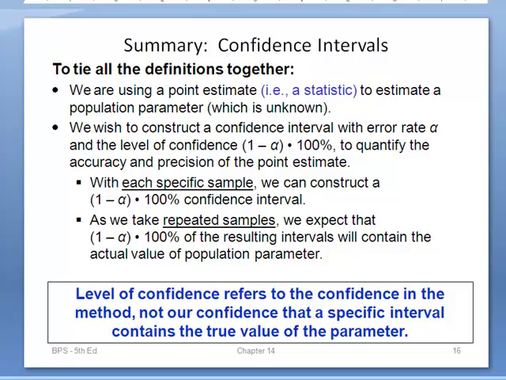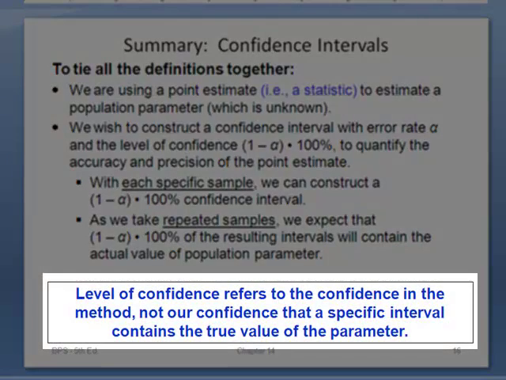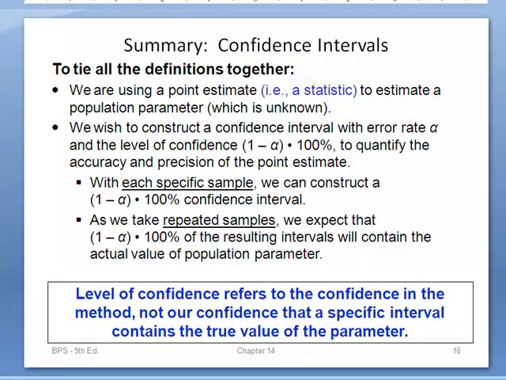Now, with each specific sample we construct this 1 minus alpha times 100% confidence interval, then we do repeated samples. We expect that 1 minus alpha times 100% of these resulting intervals will contain the actual value of a population parameter. So this level of confidence, again, refers to the confidence in our method, not our confidence that a specific interval contains the true value of the parameter.